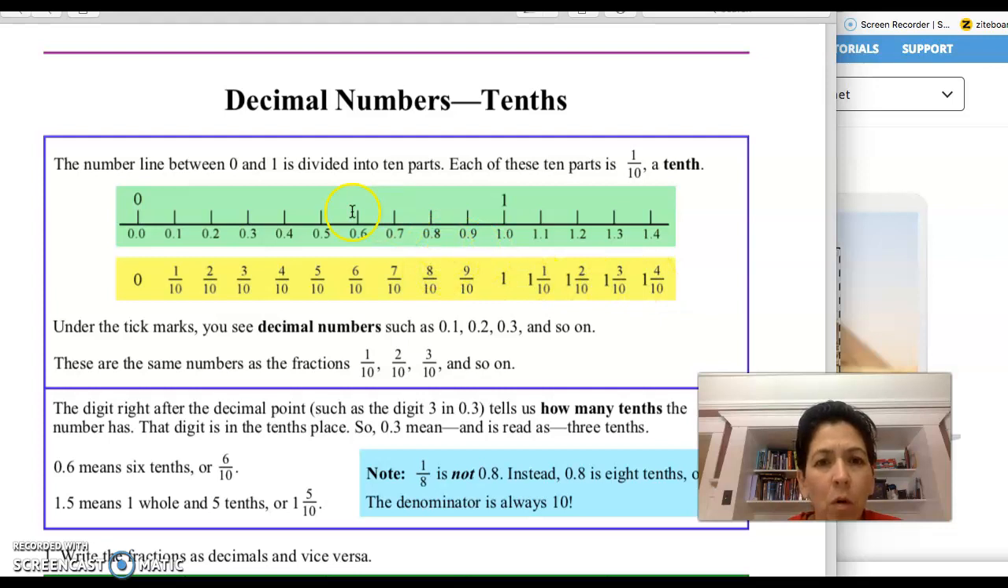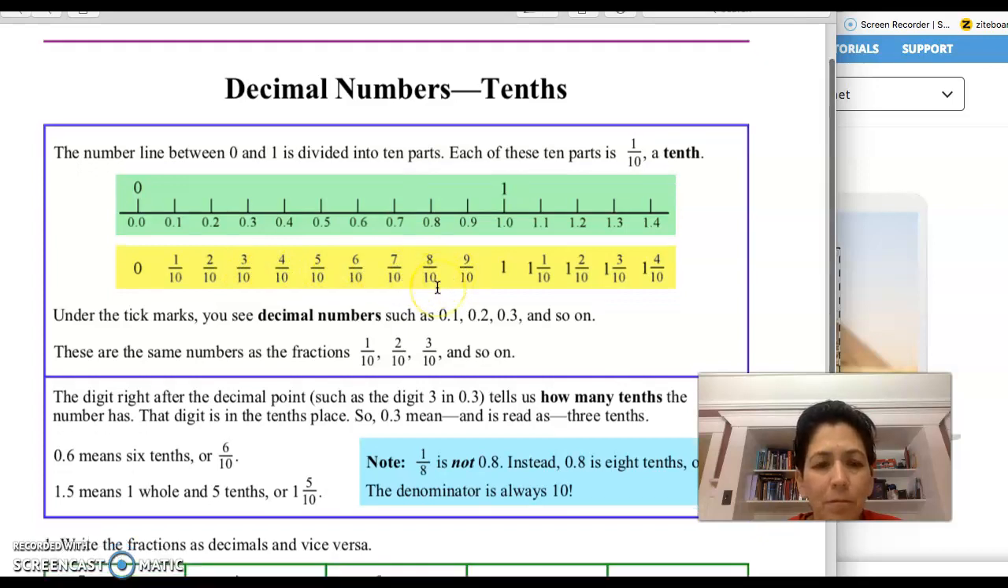So for example, we can talk about the number line being divided into 10 parts. So we talk about 1/10, 2/10, 3/10, 4/10, 5/10, and so on. You guys remember all of this as fractions. Well, these fractions can also be represented in something called decimals. Okay, so when you see 0.1, we're talking about 1/10. 0.2, 2/10. 0.3, 3/10, and so forth and so on.